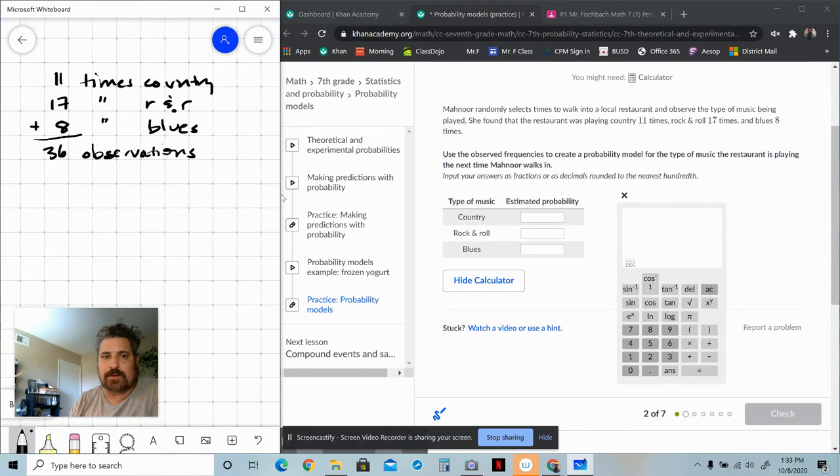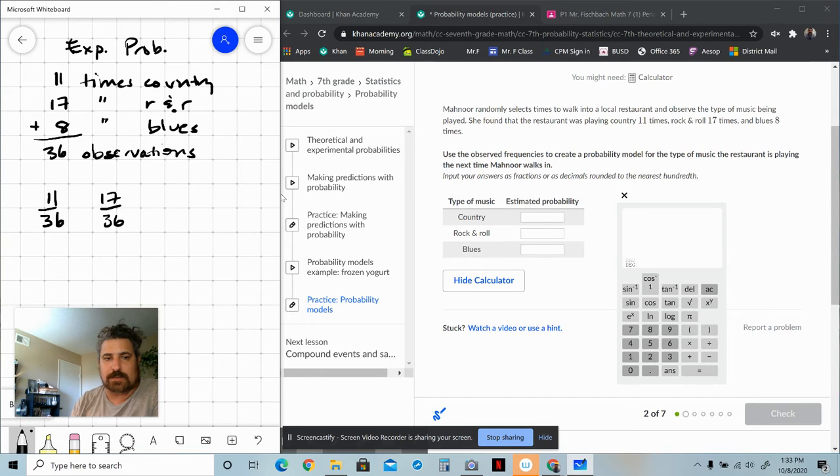So out of the 36 times, based on this experience, this is experimental probability, not theoretical, but experimental probability. So we're going to say, based on that previous experience, what's the likelihood that he's going to be witnessing country the next time he comes in? Well, it'll be 11 out of 36. What's the likelihood that it's going to be R&R, rock and roll?